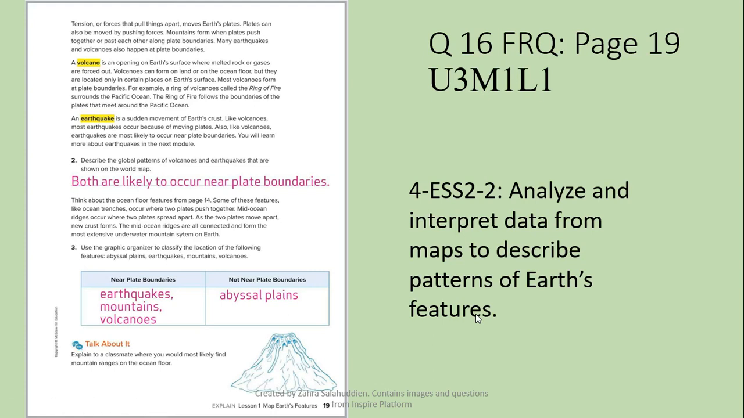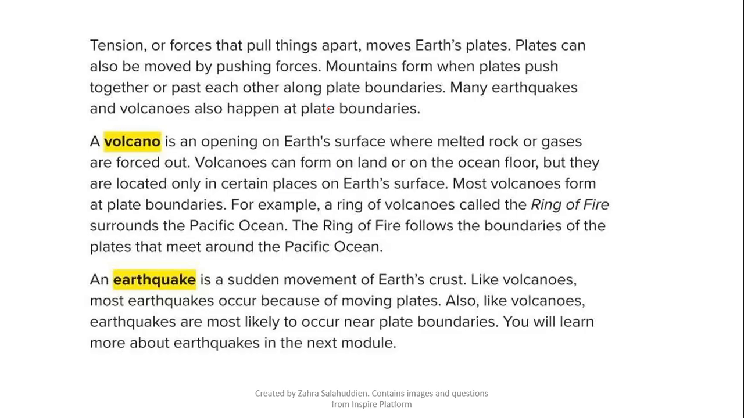Okay, so the first written response question is from page 19. So from this question, there are many things they could ask you. So number 1, in the beginning, they speak here about plates and plate motion, and what they can form when they move. So when plates push together, they end up making mountains. We also get lots of earthquakes and volcanoes at these plate boundaries. So mountains, earthquakes, and volcanoes happen at plate boundaries.